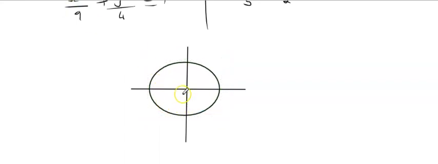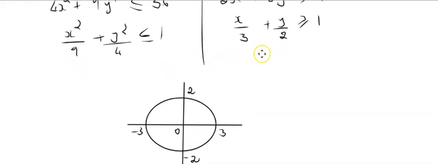So this is the origin. This is A, that is 3 and minus 3. B is plus 2 and minus 2 here. And for the equation of the line, the X and Y intercepts are 3 and 2 respectively. So it is going to be (3, 0) and (0, 2) here. So the line is going to pass through these points like this.